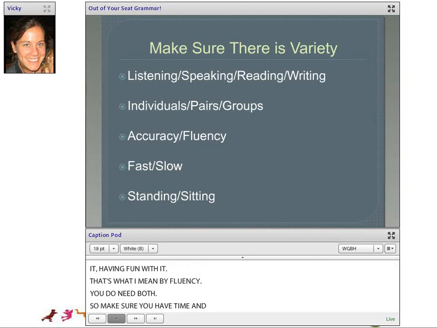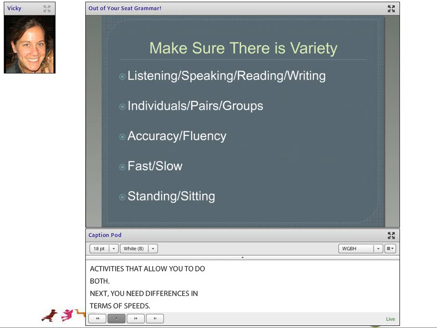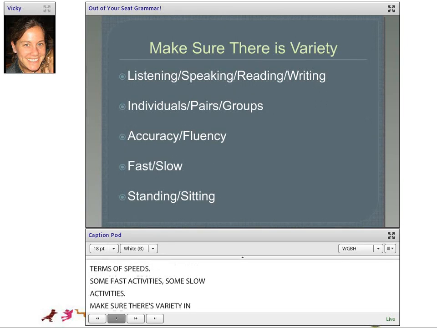Next, you need differences in terms of speed. Some fast activities, some slow activities. So make sure there's variety in terms of the pace of the activities. And then finally, standing versus sitting.